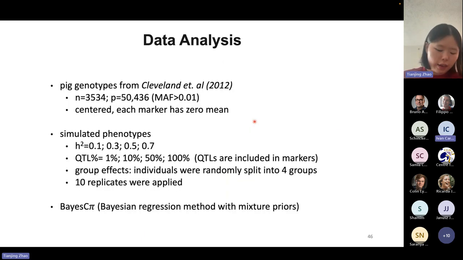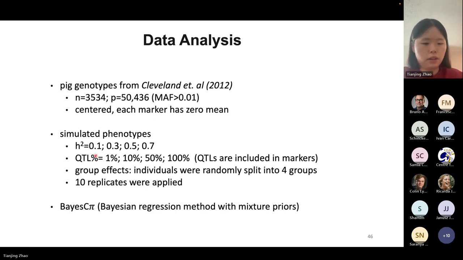In our data analysis, we use pig data from this paper, where there are 3,000 individuals and 50,000 markers. We have simulated phenotypes under different genetic architectures, with different heritability and different percentages of QTLs among the markers. We also add some group fixed effects, and we have 10 replicates.